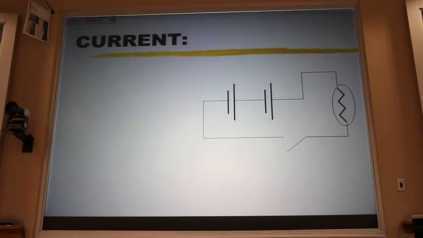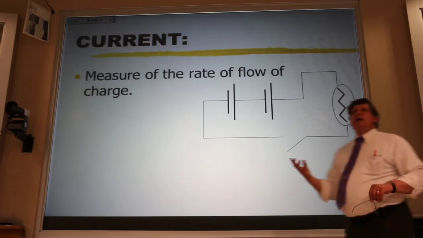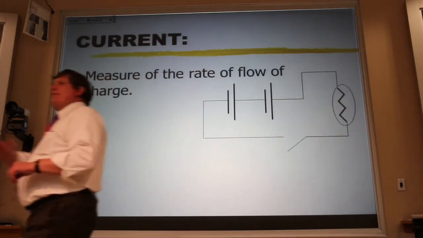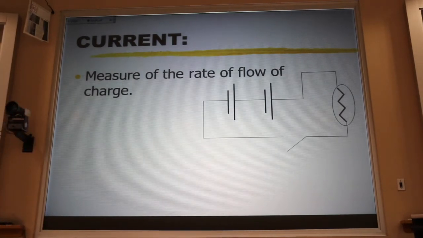We're going to start our traditional discussion of circuits by talking about current. And current is just the flow of charge. Now, when I think of the flow of something, like the flow of a river, it's got to go somewhere.